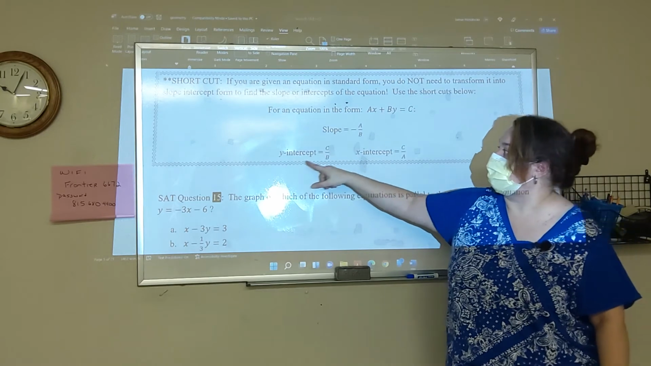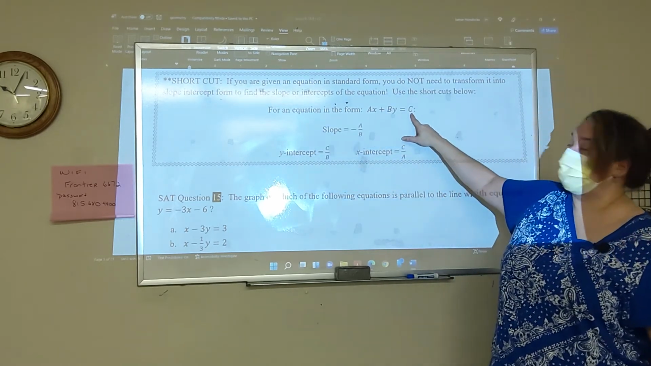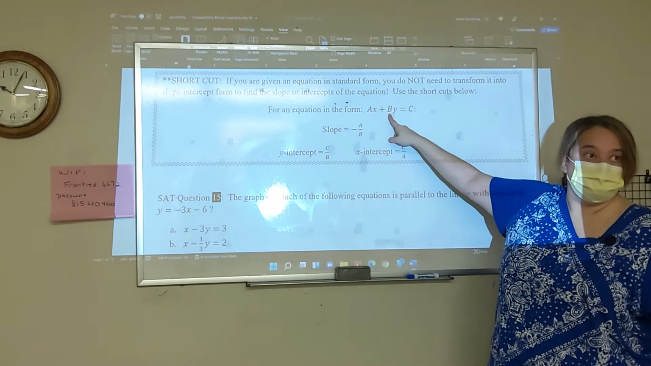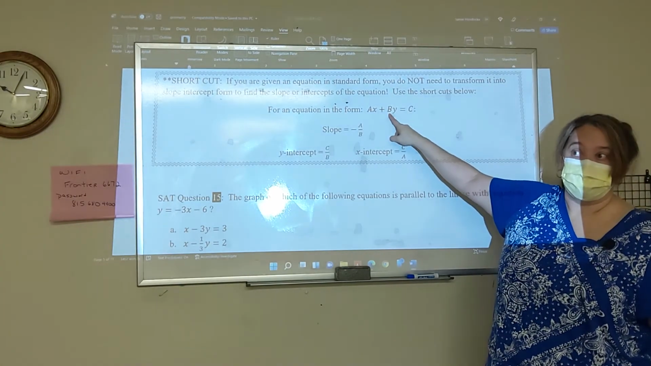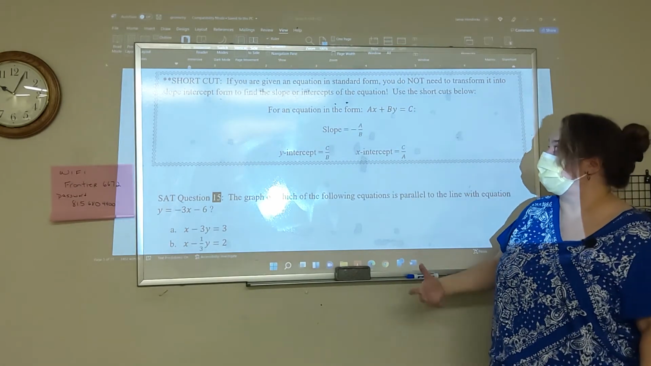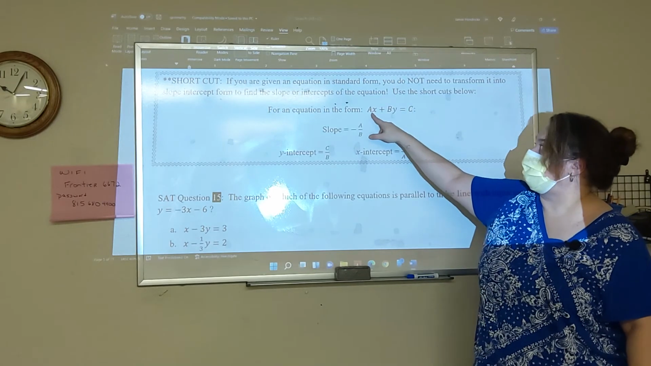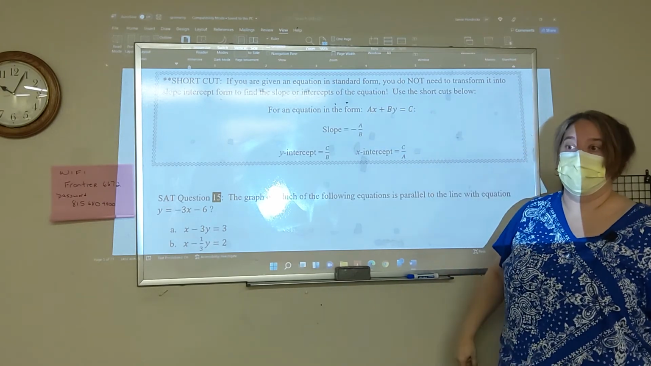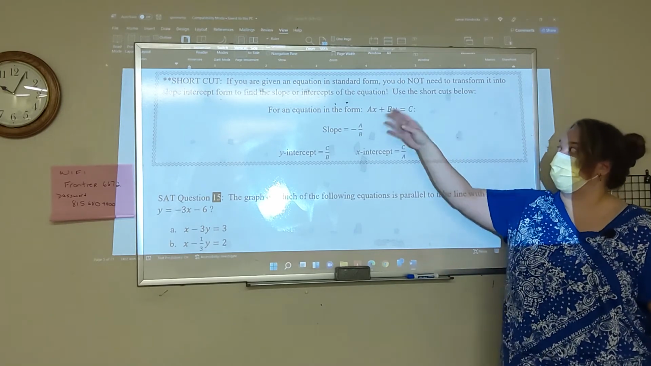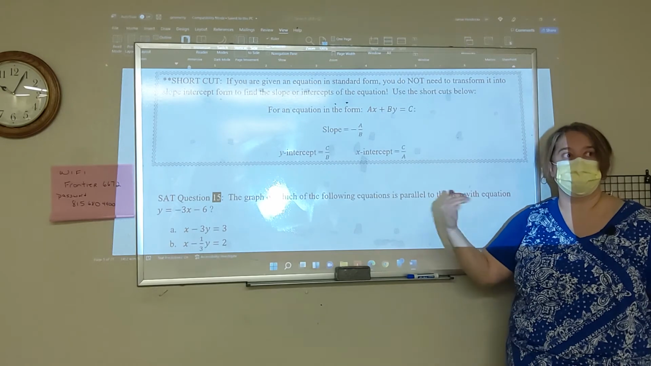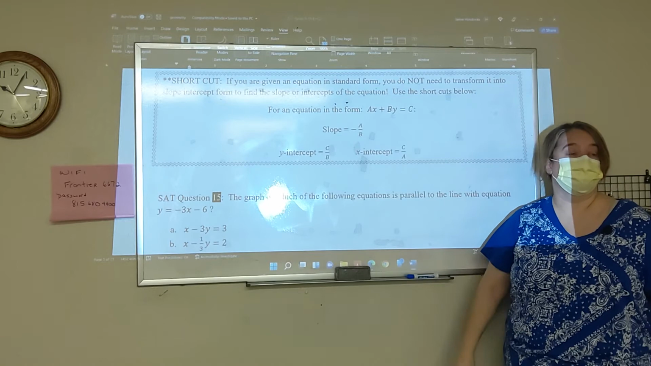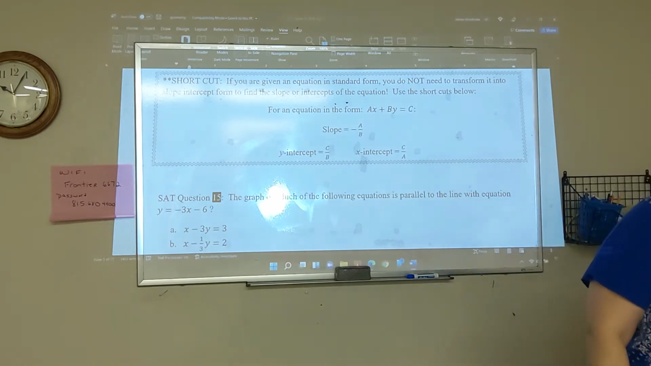So let's look a little closer at that. If I want the y-intercept, I'm going to take the thing on the other side and divide it by the thing stuck to my y. If I want my x-intercept, same idea: the thing on the other side divided by the thing stuck to my x. I don't have to keep transforming this equation over and over to get those anymore, which is really helpful when all of your answers are in standard form. This is a huge time saver on this test.